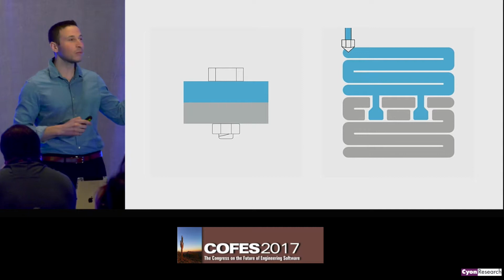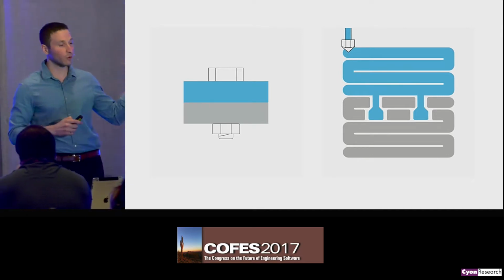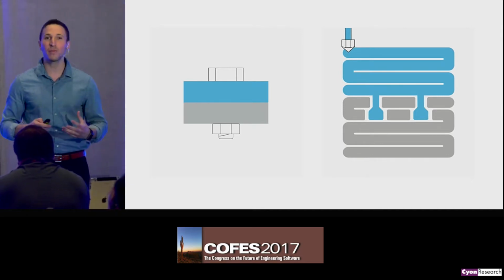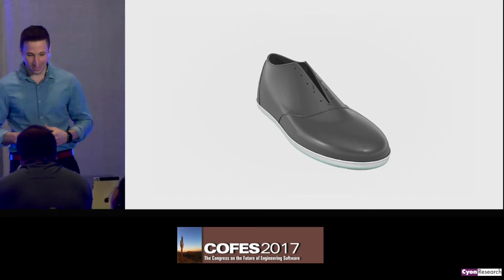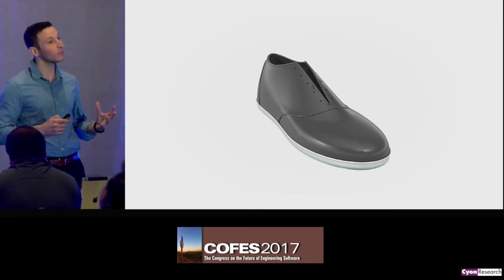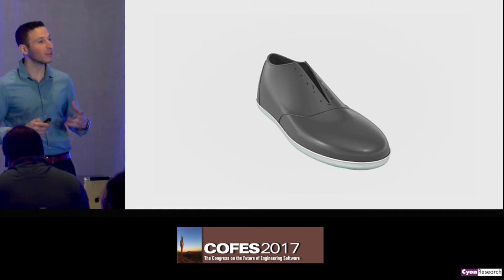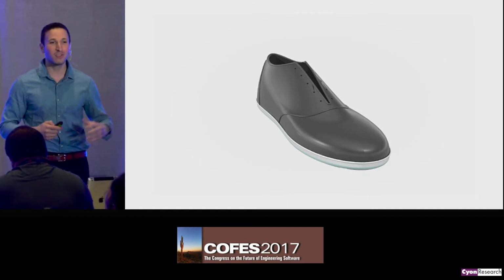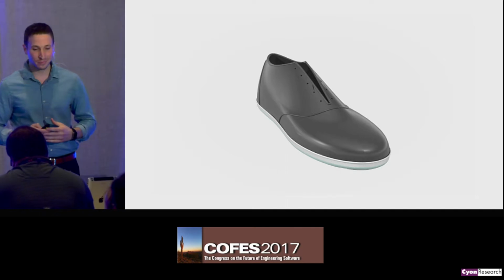The mechanics are pretty simple to visualize, but I want to show you how this is incorporated into software, because that's really where the magic happens. This is a CAD model of a shoe, which would be 3D printable, except for the fact that the materials that comprise it don't stick together. And so we can use Rivet to solve that problem.